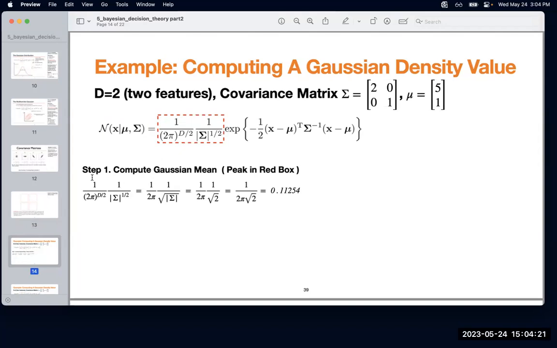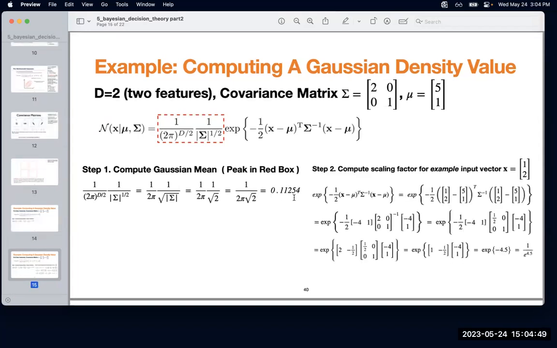So here we are just plugging in the values. I have here these two terms. Because I have two dimensions, I would get D as 2. I calculate the determinant of my covariance matrix, and after I calculate that, I take the square root. If I plug in those values, I encounter this value here, 0.11254.